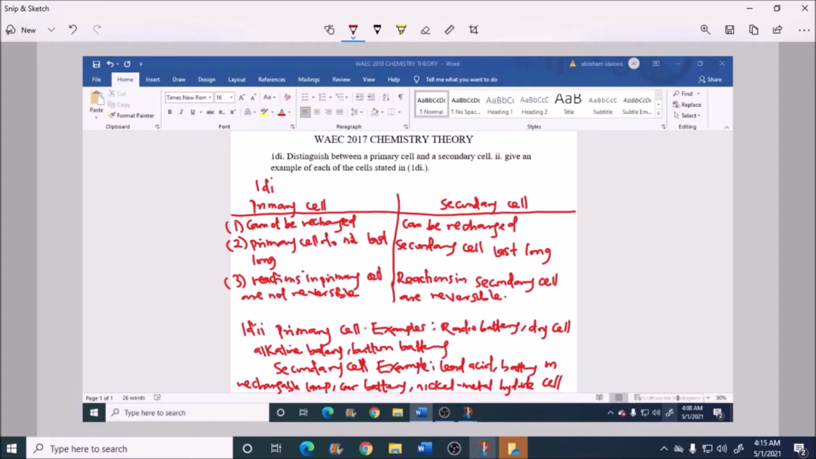Like we have the primary cell examples to be the radio battery, we have dry cell, we have alkaline battery, then we have Bunsen battery, and so on. Then we have the secondary cell. The examples are lead acid, we have battery in rechargeable lamp, then we have car battery, we have nickel metal hydride cell. So these are the examples of primary and secondary cell asked. So we have answered the differences between a primary cell and a secondary cell. Then in Roman figure 2 as well, we have answered the question asked, that is, we have to state the examples of the primary cell and the secondary cells.